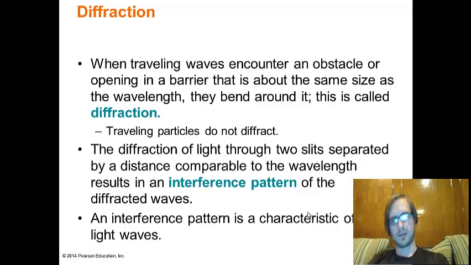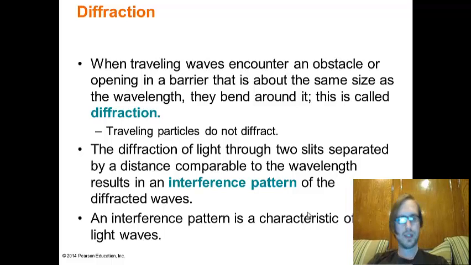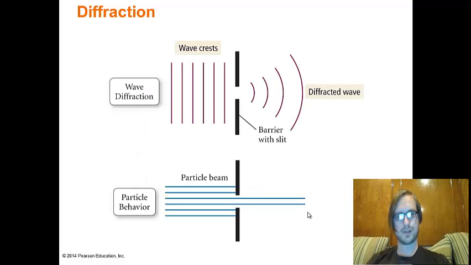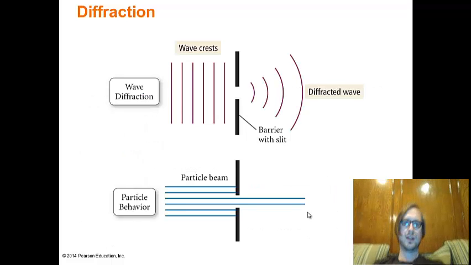Along with what we call diffraction. Diffraction is how we notice that waves will wrap around barriers; they'll move, and they'll bend. The diffraction of light through two slits gives us an interference pattern. It's something we see with all waves, and something we see with light waves.